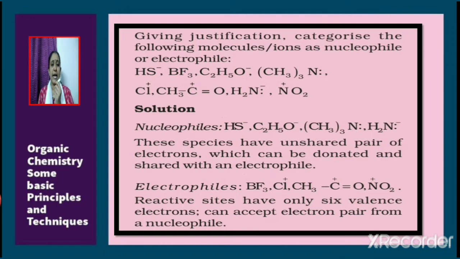These species have unshared pair of electrons which can be donated and shared with an electrophile. The various electrophiles are BF3, Cl+, CH3CO+, and NO2+. Reactive sites have only 6 valence electrons. In BF3, boron has only 6 electrons. So BF3 is considered as an electrophile. Electrophiles can accept electron pair from a nucleophile.